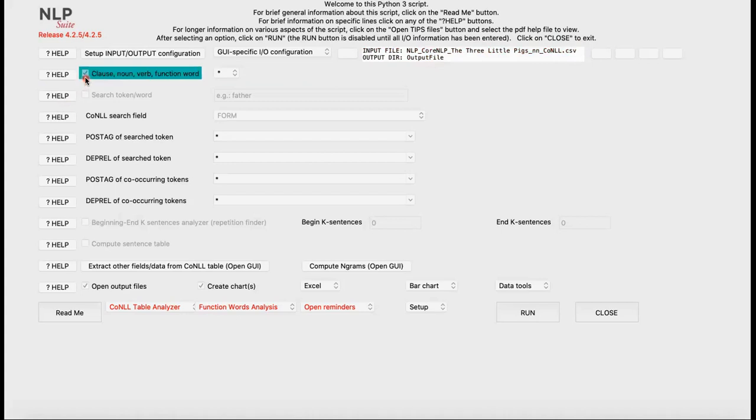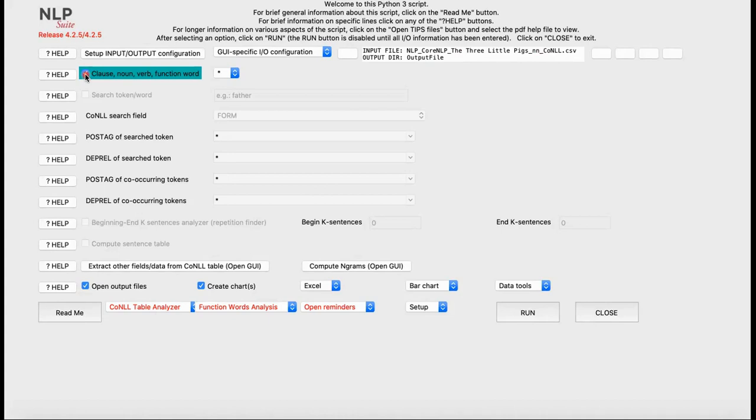So the very first box here could be checked to look at clauses, nouns, verbs, and function words. They analyze the CoNLL table for different types of clauses, nouns, verbs, and function words to help determine what the corpus is about. Clausal analysis involves the division of sentences into their constituent classes. This analysis gives us important clues about the use of language.